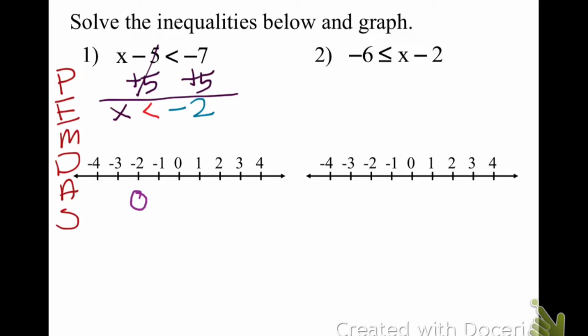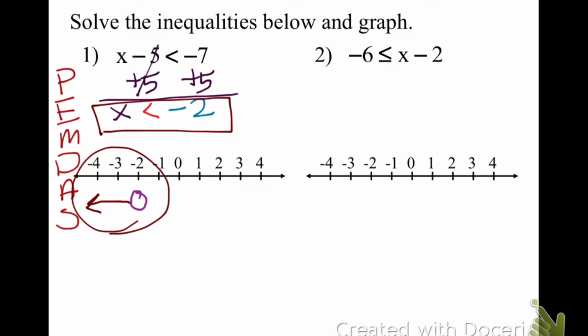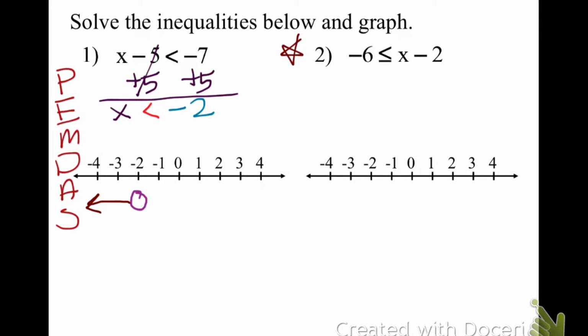In the negative direction, in the small direction. So I draw my arrow and I'm good to go. So I've solved it for x and I've done my graph. Now, go right down number 2.